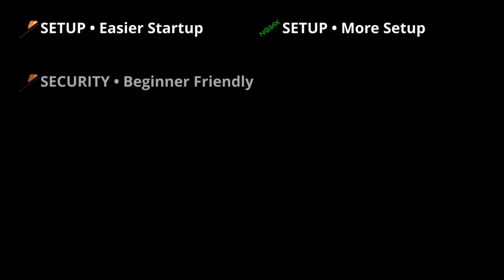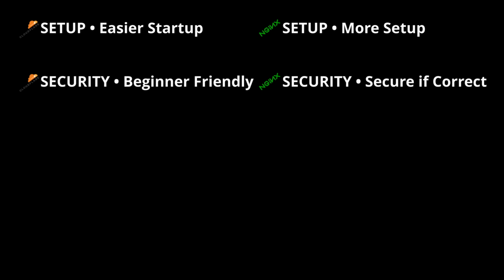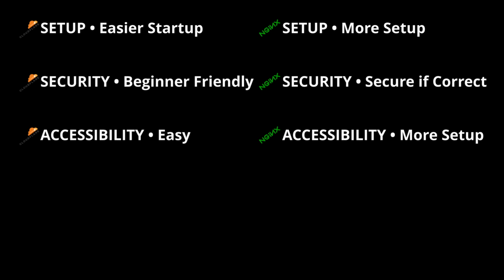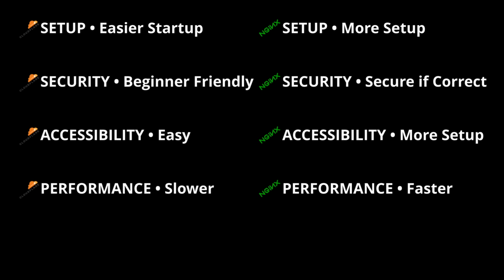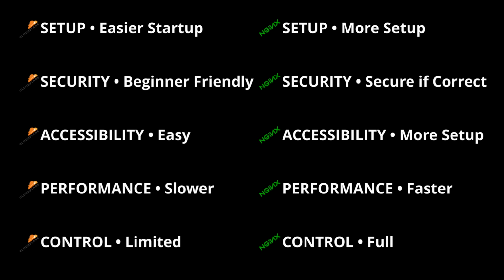So let's break this down side by side. First, setup. Cloudflare tunnels are easier to get started with. NGINX takes more setup, especially with SSL and DNS. Security. Cloudflare tunnels are beginner-friendly by default. NGINX is secure, but only if configured correctly. Accessibility. Cloudflare works even without a public IP address. NGINX requires port forwarding and a reachable network. Performance. NGINX is faster because it's direct. Cloudflare adds a small amount of overhead. Control. NGINX gives you full control. Cloudflare limits you to their ecosystem.